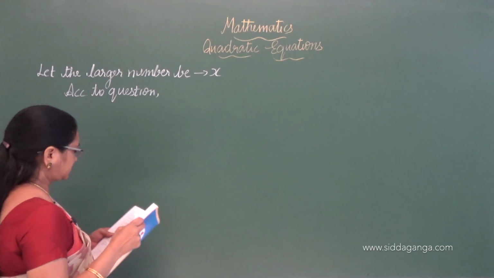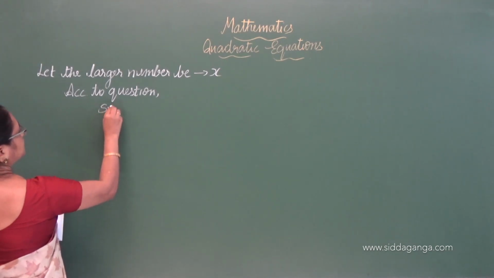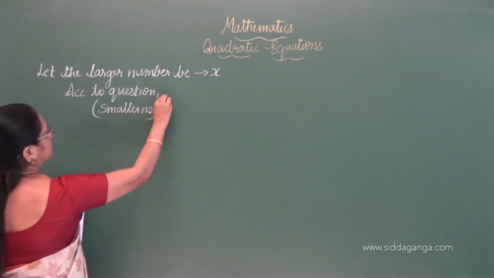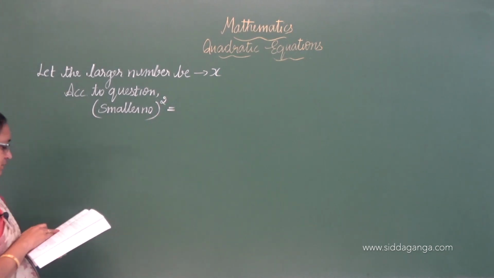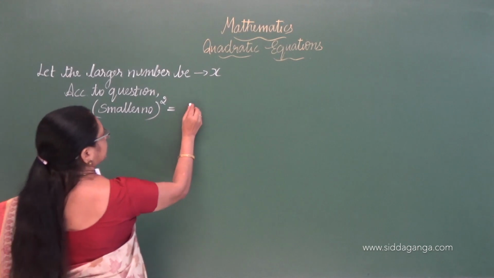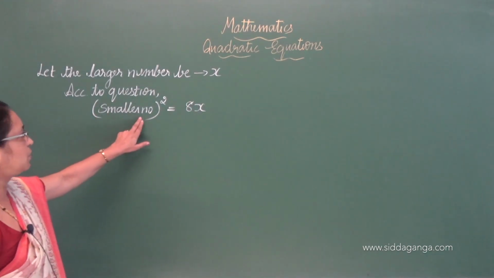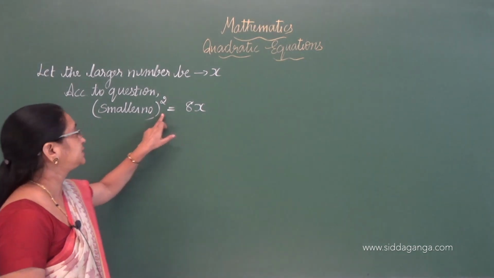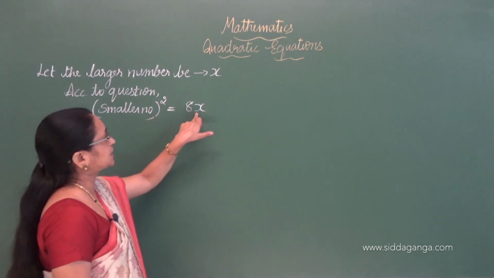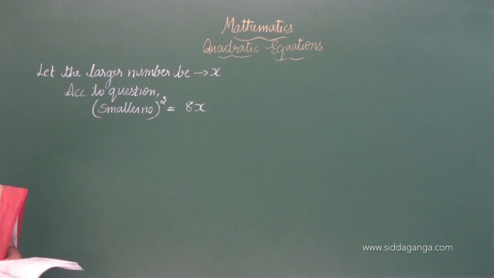we have the square of the smaller number. So smaller number square is equal to 8 times the larger number. I hope you understood this. Read the question carefully. Smaller number square is 8 times the larger number.